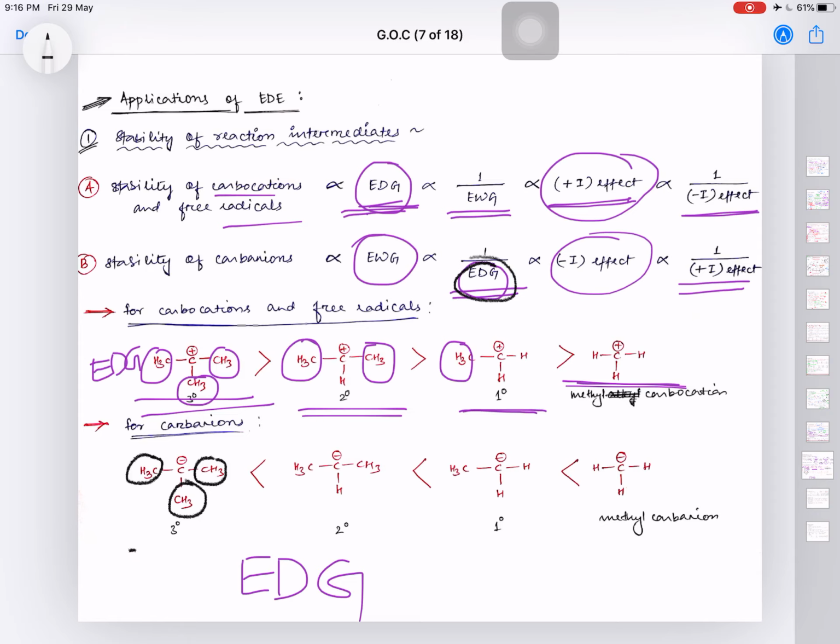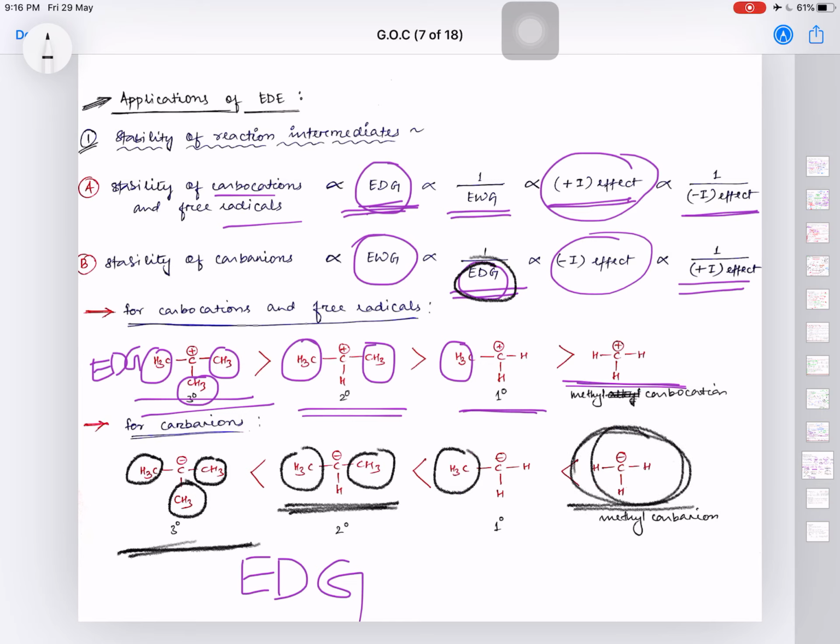So 3 electron donating groups will be the most unstable, then 2 electron donating groups, and here you have 1, and here no electron donating groups. So this is the most stable out of all these 4. Okay, so electron withdrawing will be opposite.